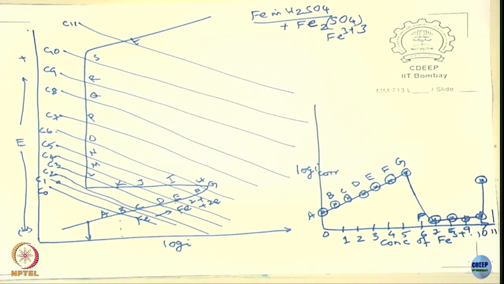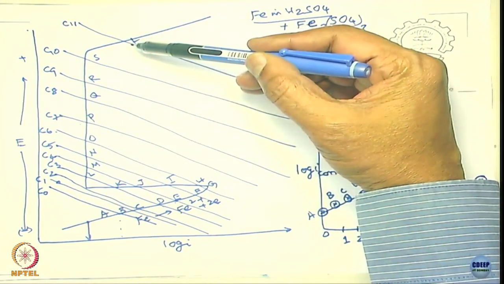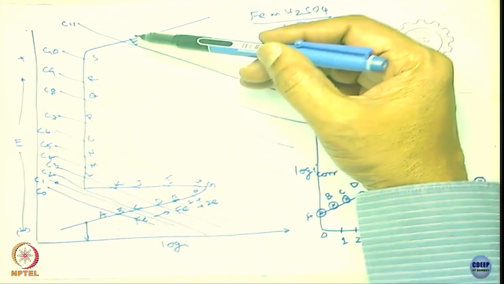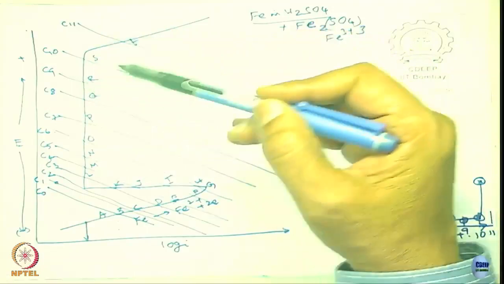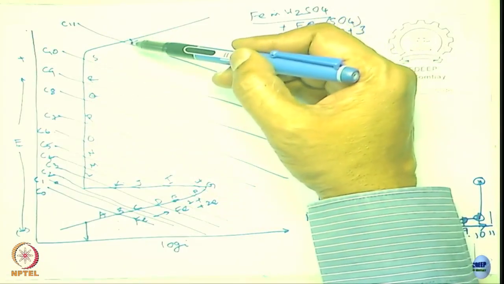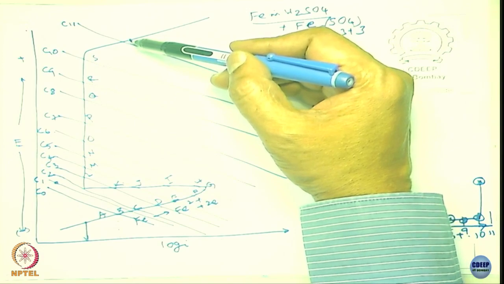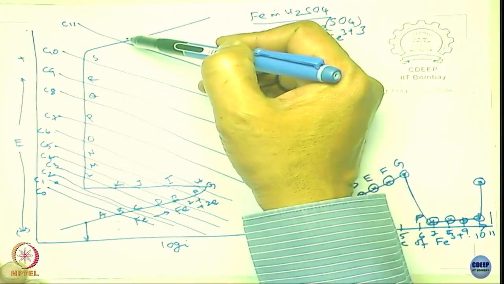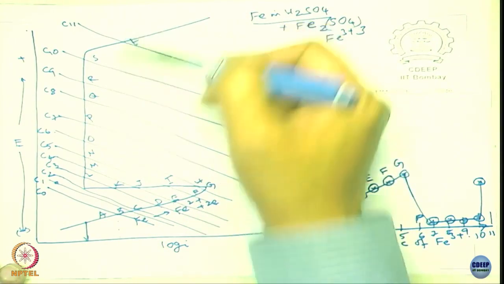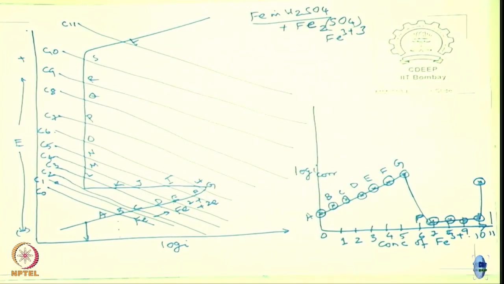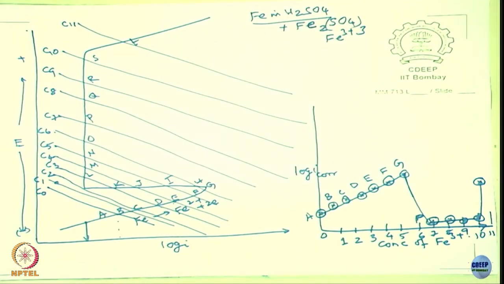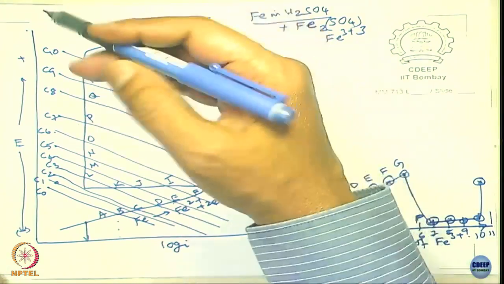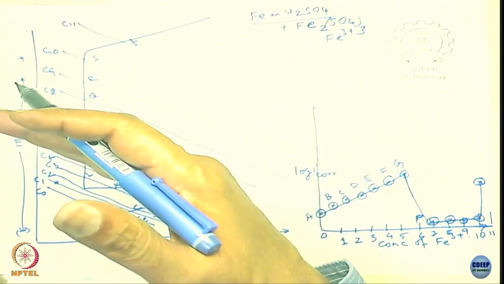Okay. Now, let us look at the reverse situation. After reaching this particular point, I dilute the electrolyte by using water, or I reduce the concentration of the ferric ions gradually from C11 to C1. So, what happens to the corrosion rate of that metal? After reaching this place, I start reducing the concentration of ferric ions.